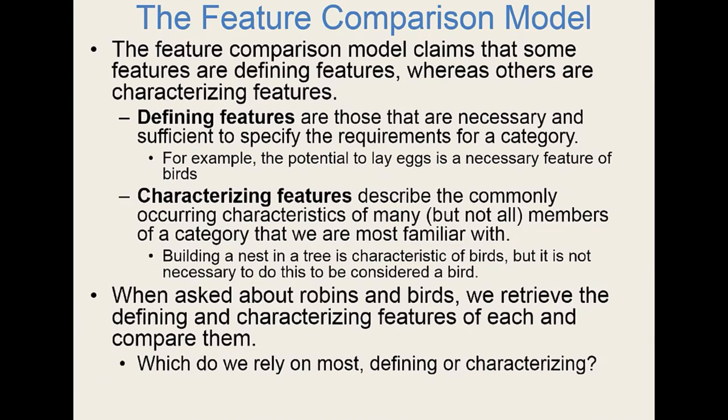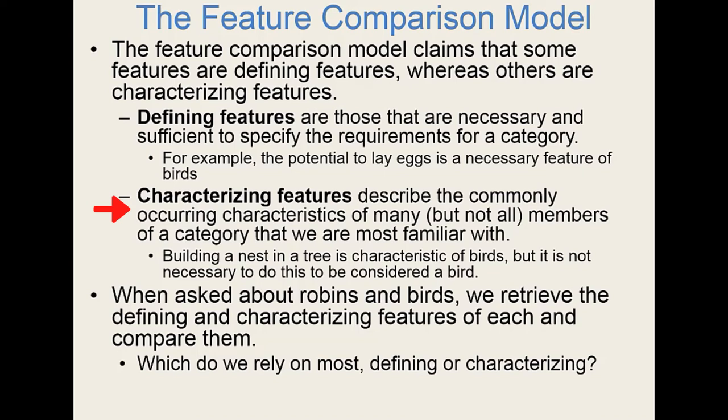The feature comparison model claims that some features are defining features, whereas others are characterizing features. So a defining feature is one that is necessary and sufficient to specify the requirements for belonging to a category. For example, the potential to lay eggs is a necessary feature of birds. That is a defining feature. A characterizing feature, in contrast, can describe the commonly occurring characteristics of many, but not all members of a category that we're most familiar with.